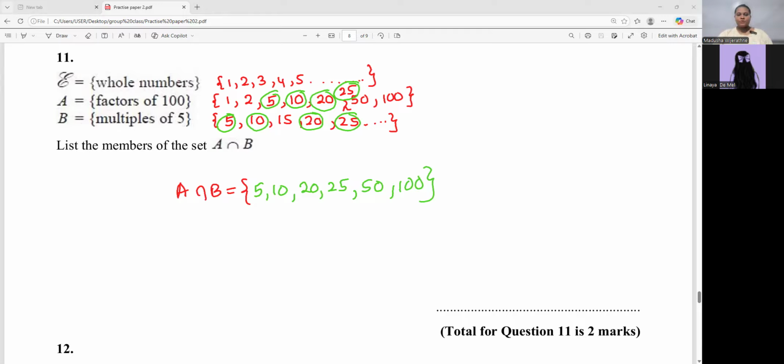So this question is a 2-mark question. If one number is missing, you get only 1 mark. If 2 numbers are missing, 0 marks. All are in, 2 marks. 1 is missing, 1 mark. After that, 0.